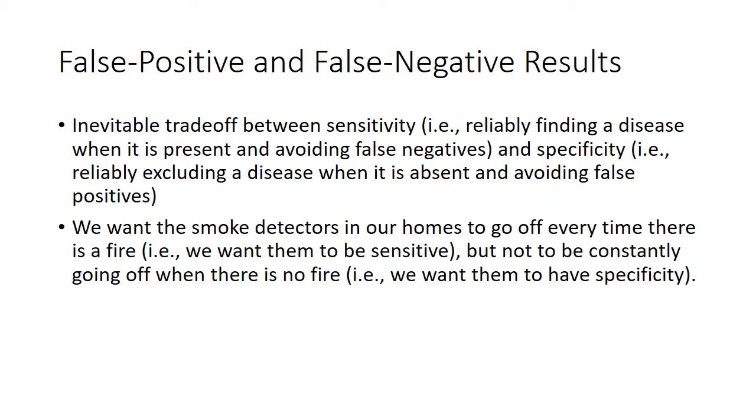You're going to find that there's a spectrum here where as you increase sensitivity, typically you lose specificity and vice versa. A good analogy of this is smoke detectors. We want them to go off every time there's a fire. I mean, we want them to be sensitive when there actually is a fire, but not to be constantly going off when there is no fire, meaning we want specificity. So a good example is when you're cooking and something gets a little too smoky and sets off the fire alarm. That's probably not specific enough because it's not actually a fire, it's just my bad cooking, versus you want them to be sensitive enough that every time there actually is a fire, they will go off.